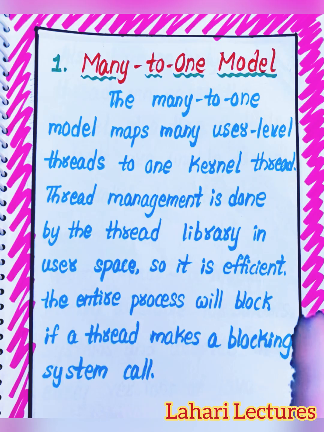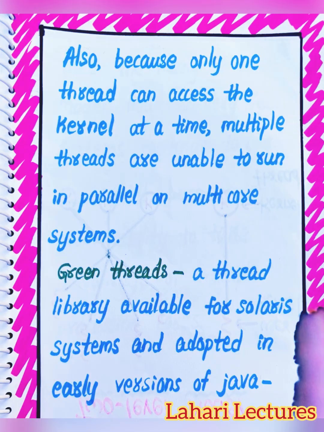The many to one model maps many user level threads to one kernel thread. Thread management is done by the thread library in user space, so it is efficient. The entire process will block if a thread makes a blocking system call. Also, because only one thread can access the kernel at a time, multiple threads are unable to run in parallel on multi-core systems.